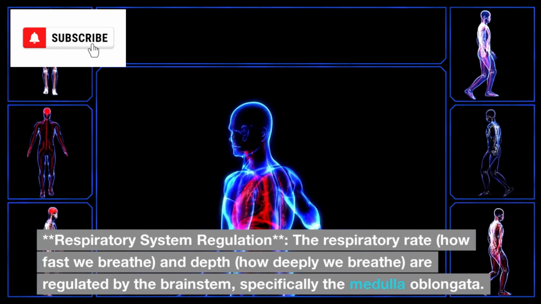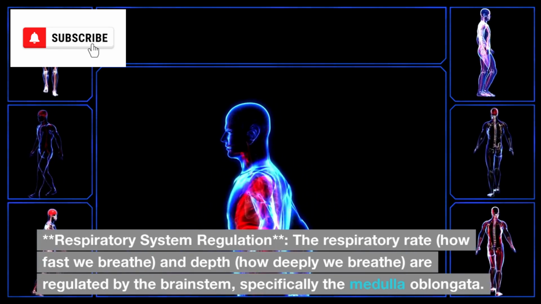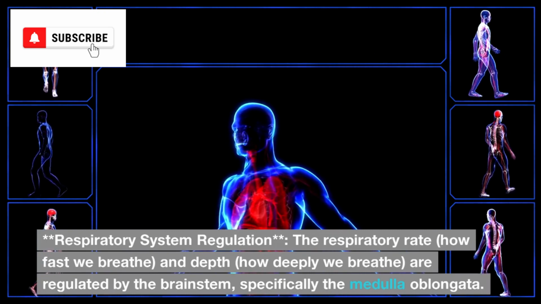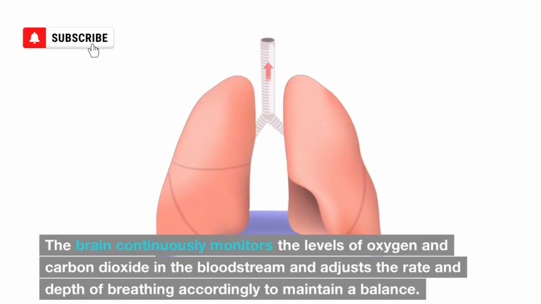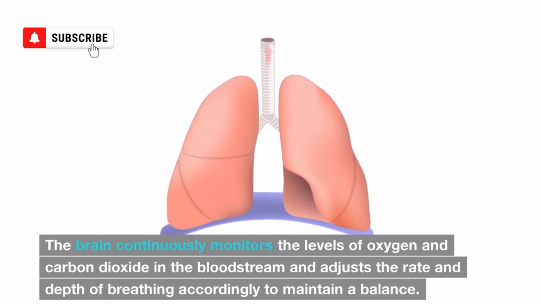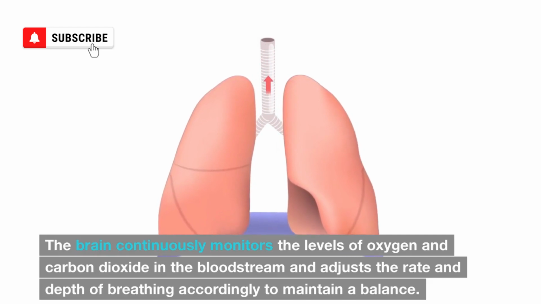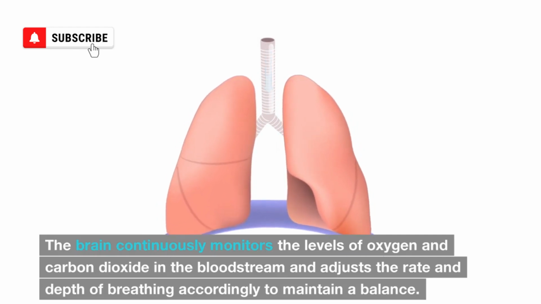4. Respiratory system regulation. The respiratory rate, how fast we breathe, and depth, how deeply we breathe, are regulated by the brainstem, specifically the medulla oblongata. The brain continuously monitors the levels of oxygen and carbon dioxide in the bloodstream and adjusts the rate and depth of breathing accordingly to maintain a balance.